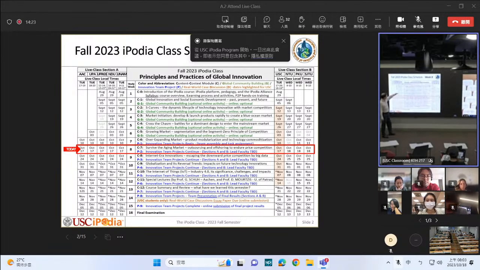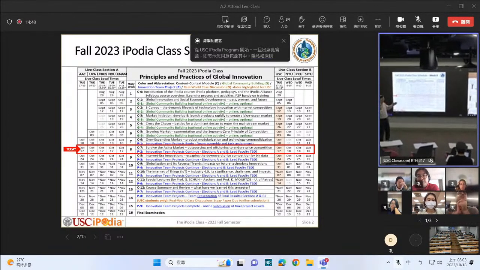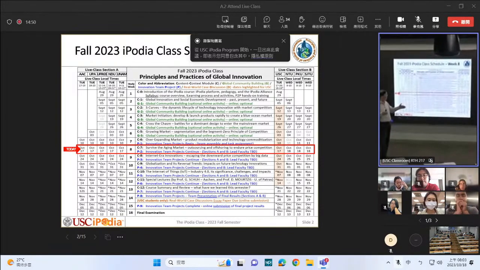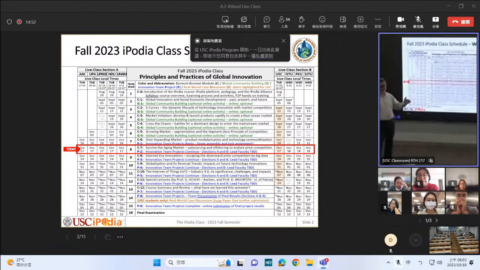Now, if you look at the whole class module, we're now in module number 7. We have a total of 10 modules. So we are also close to the last part of our class. Now, as you remember, at the beginning we divided the whole life cycle into 3 parts: the early market, the mainstream market, then the late market. For each stage of the market, we have 2 weeks of study.